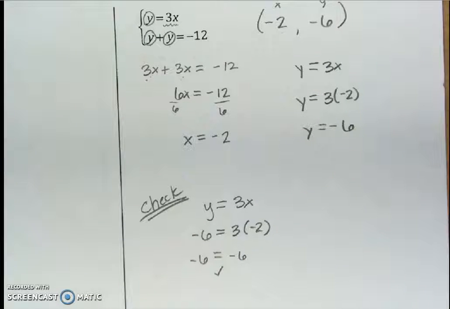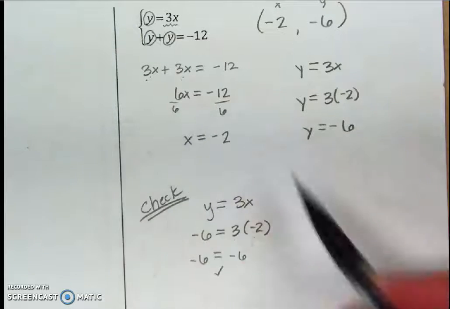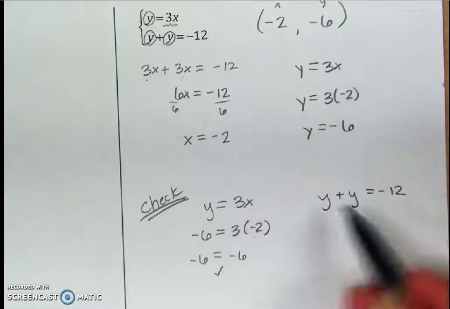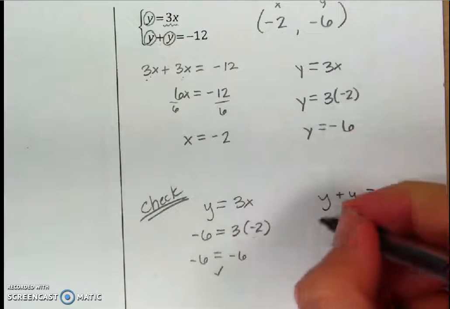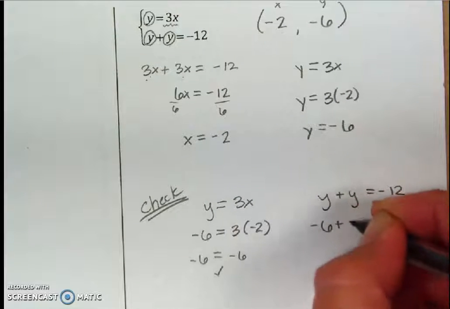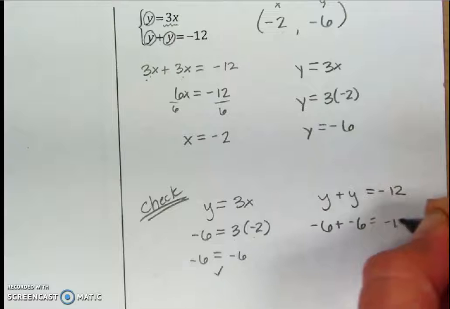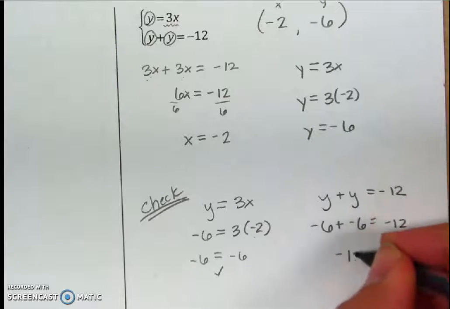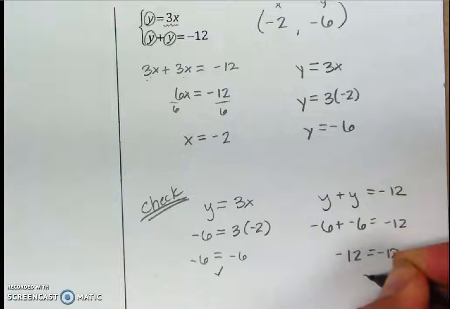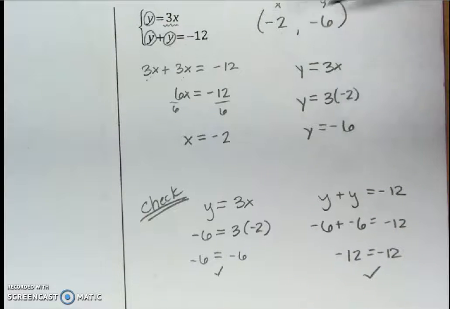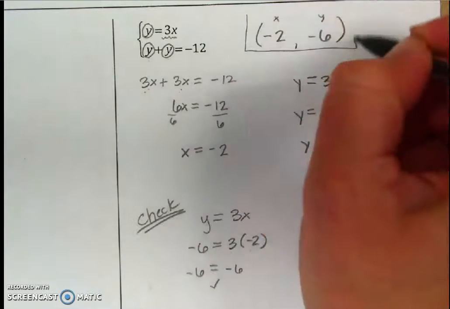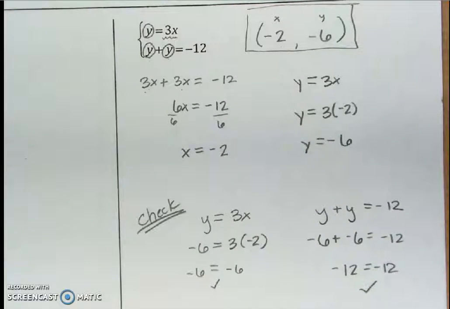Let's make sure it also works for the second. The second equation was x plus y equals negative 12. I said that y is negative 6, which means negative 6 plus negative 6 should equal negative 12. And let's think about that. They're both negative, so we add them up, and we do get negative 12. All right, because this one ordered pair worked for both of the equations, we know it's correct. I really want to see you guys check your work today.